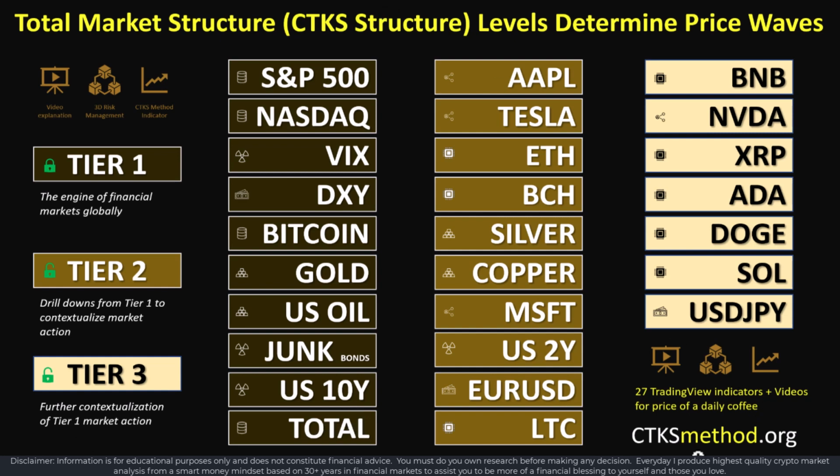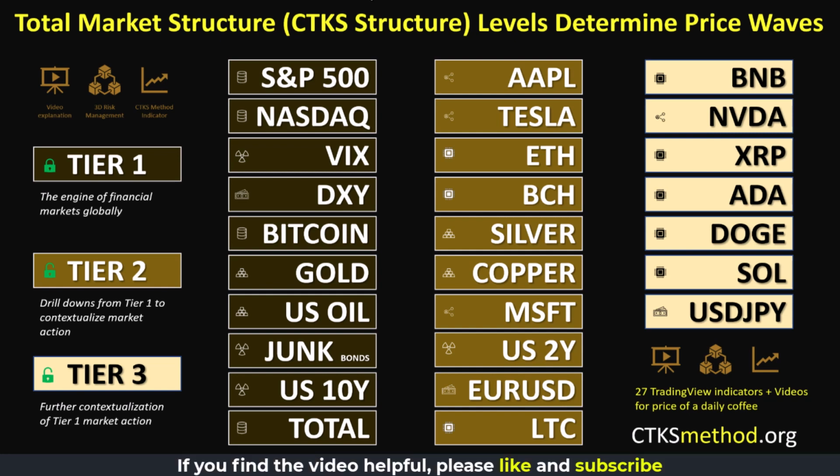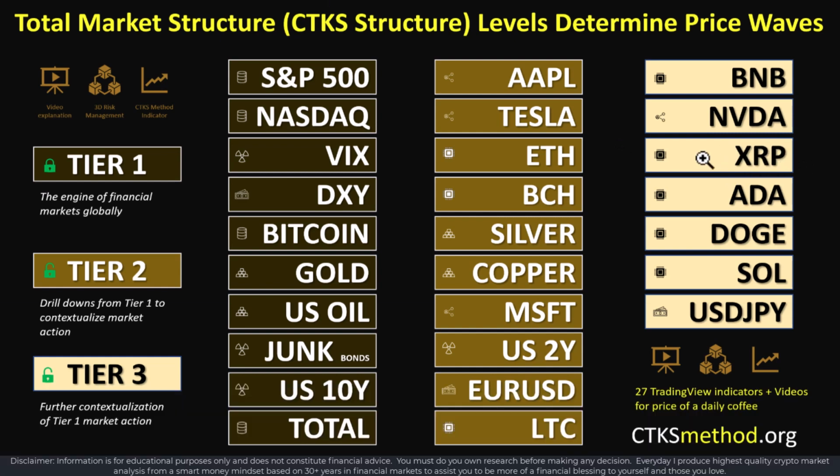When you have the CTKS Method monthly service, you get a TradingView indicator for all of these charts. That's the indicator that I use to talk to you each and every day. Unfortunately, we cannot go through 27 TradingView indicators in one video. It would just be too long. But if you have the service, you can look at it anytime you like. And we could see that if you are in XRP, you wouldn't be buying. As price was shooting up, you would be selling.